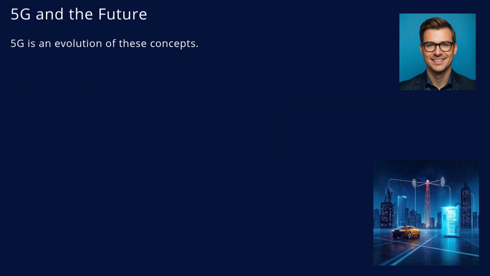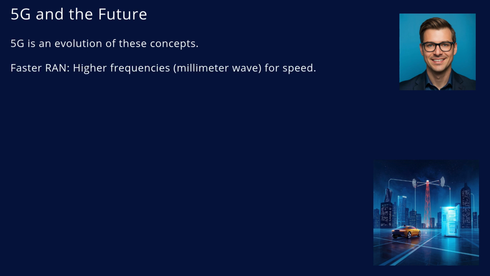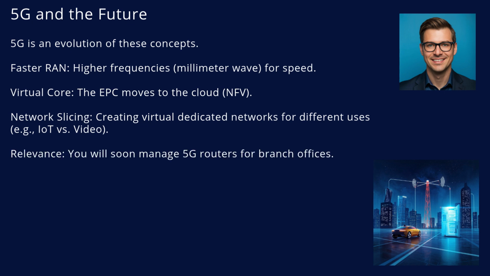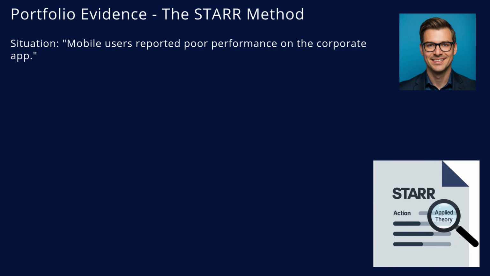Finally, a quick look at the future, 5G. It builds on everything we just learned. The RAN gets faster using higher frequencies. The core, EPC, becomes virtualized, running as software in the cloud, remember NFV? And it introduces network slicing. This allows the operator to create a virtual network just for your self-driving cars that is separate from the network for your Netflix streaming. As a network engineer, you will soon be deploying 5G routers to connect branch offices, so these concepts are vital.